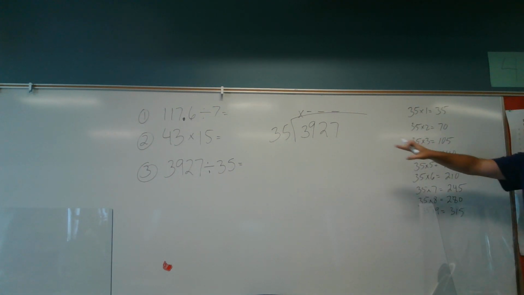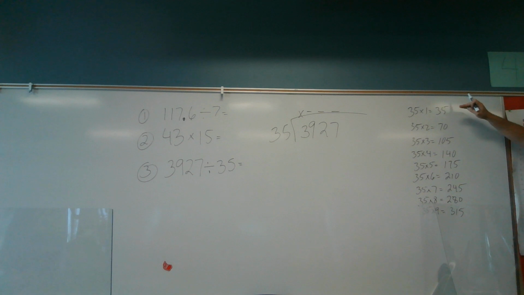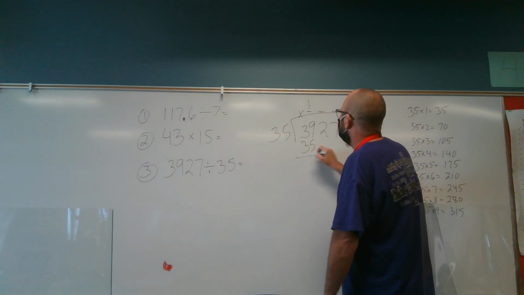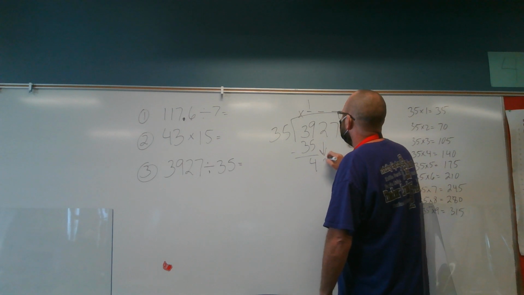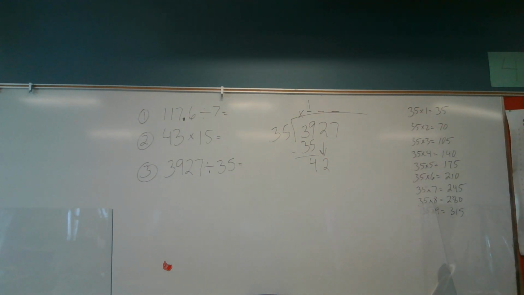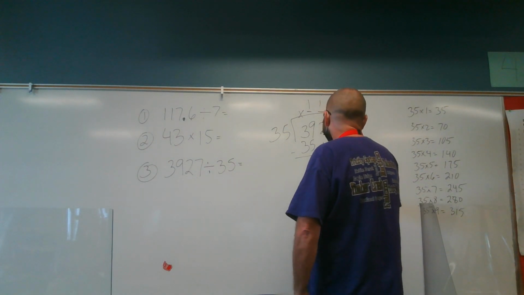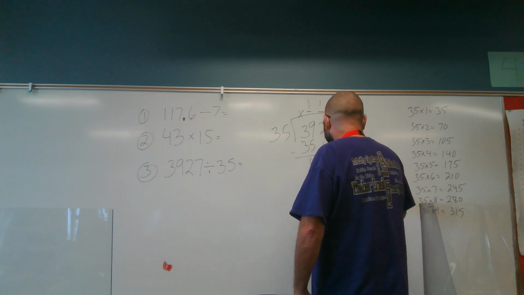So I go over here, I want to take it into 39. I look at my multiples, I have 35, 70, 70 is too big. So it must be 35 times 1, which would equal 35. Subtract to get 4, bring down the 2. Then I ask myself, does 35 go into 42? Myself says yes. I go back to my multiples, 35, 70, 70 is too big. So it must be times 1, which is 35. Subtract, I get a 7.